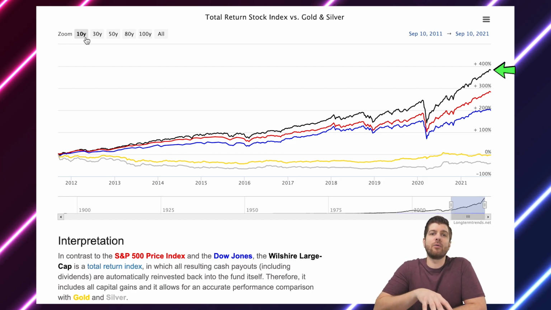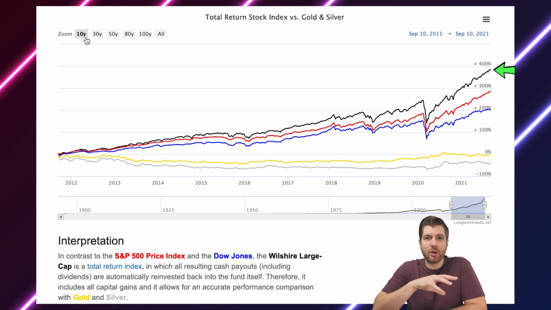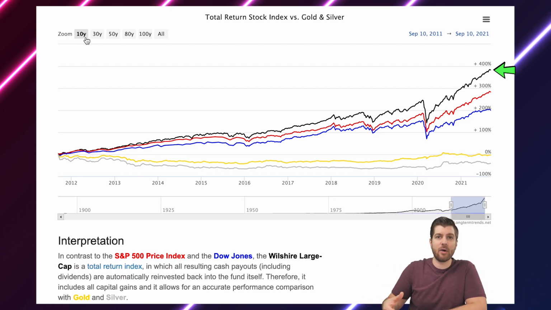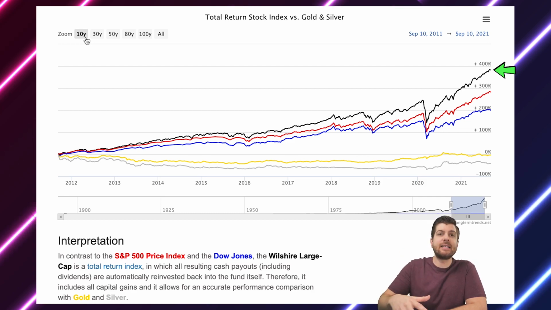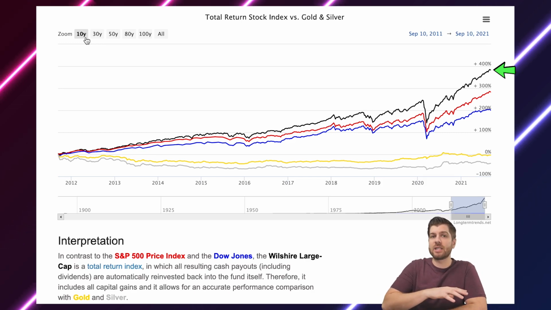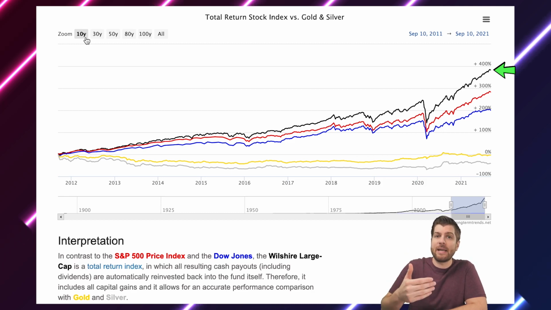Now this black line here represents how your wealth would have grown if it was invested in the Wilshire Large Cap Index, which is just an index of the 750 largest US stocks. So that means that it would include many of the stocks that are included in the S&P 500 and the Dow indexes. But the difference with this black line is that unlike the red and blue lines, it does account for dividends being reinvested. So this means that this black line here represents how your wealth would have grown if it was spread out across the 750 largest US companies and any dividends that you received were immediately reinvested.